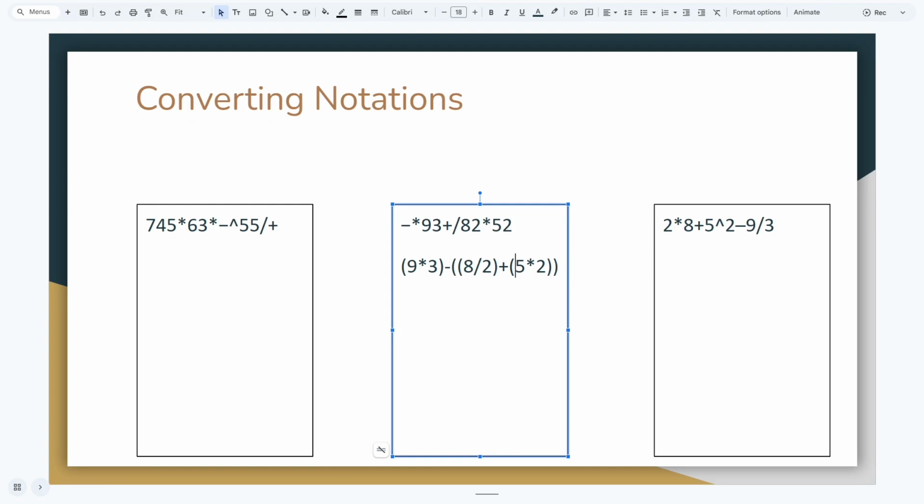So now let's try converting it to postfix.